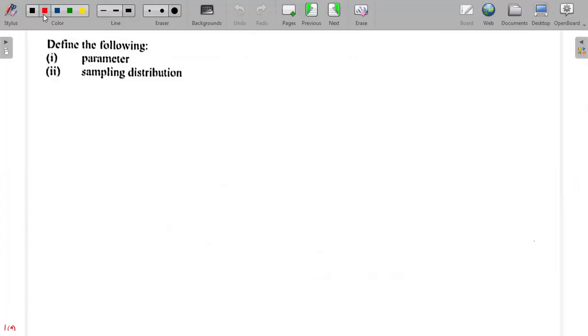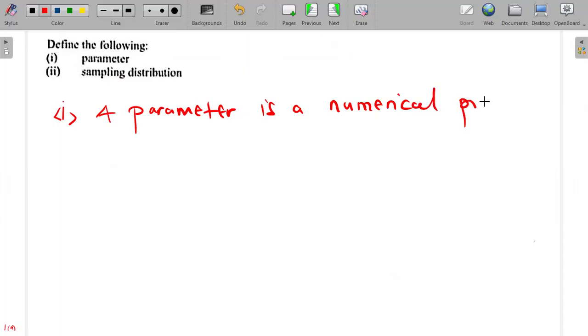Question 1 says define the following. The first part, they're saying define a parameter. A parameter is a very simple definition. You're going to say a parameter is a numerical property of a population. This is what we call a parameter.